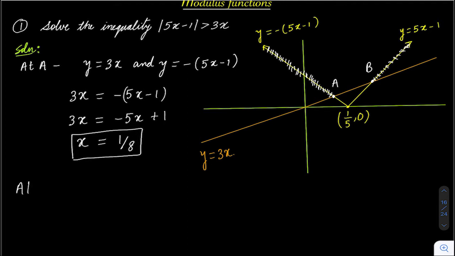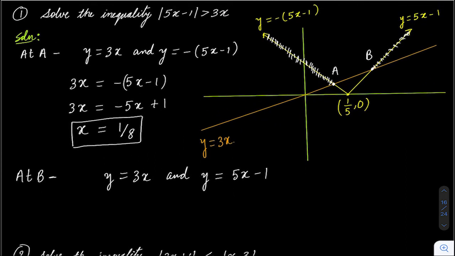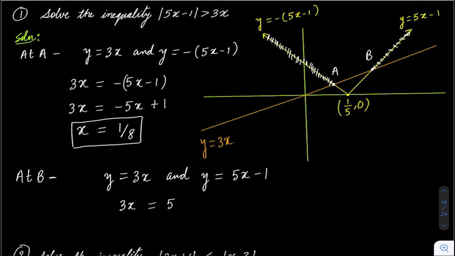Now similarly, I will find the x coordinate of point B. The x coordinate is the point of intersection of which two lines? y equals 3x and y equals 5x minus 1. Again we will equate them. 3x is equal to 5x minus 1, so this will be 2x equals 1. So x is coming out to be 1 over 2.